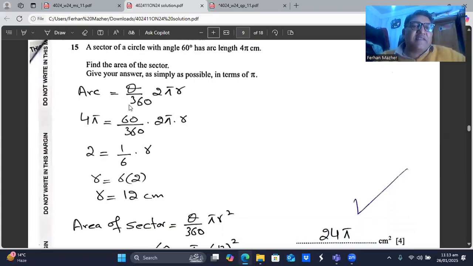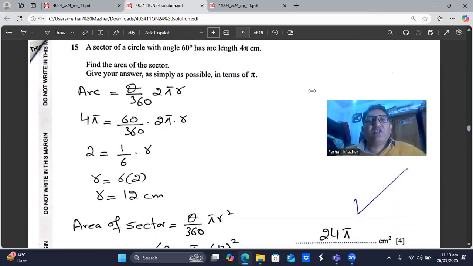So the arc is given, which is 4 pi, and the formula for the arc of the sector is theta by 360 2 pi r. So it will be 60 divided by 360 multiplied by 2 pi r. So 2 pi and 2 pi will be cancelled, 2 and 4 will be cancelled. So you will have 2 equals to 1 by 6 into r. So the r will be 6 multiplied by 2, and that will be 12. So that will be 12 centimeters. So we know the radius.